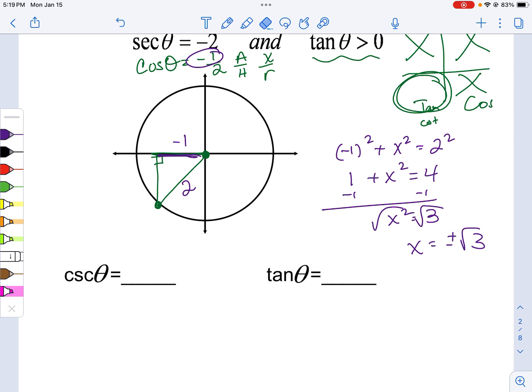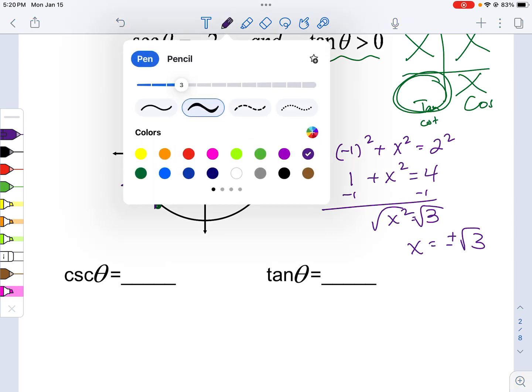So what we need to do is take a look at that triangle, and we've got to decide, is it a positive value or a negative value? Because I'm going down into quadrant 3, we know that that piece has to be negative. Anytime you go left or down, it's always going to be negative. So in this case, negative root 3 is the answer that makes sense there.